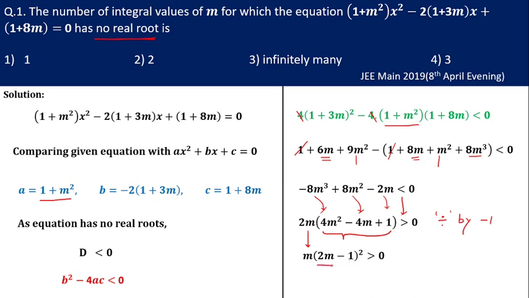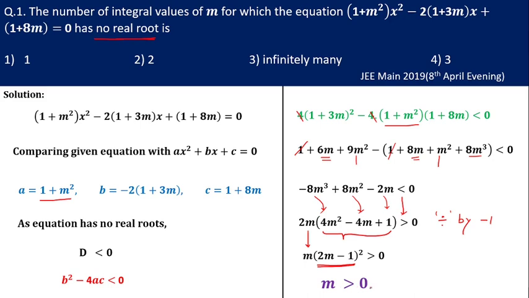But if you look at this (2m minus 1) the whole square, it is positive only, as it is a square. So if it is positive, then the conclusion is m must be positive. Now look at the question once again. They are asking us the number of integral values. Integral means integer values of m, for which this equation has no real roots.